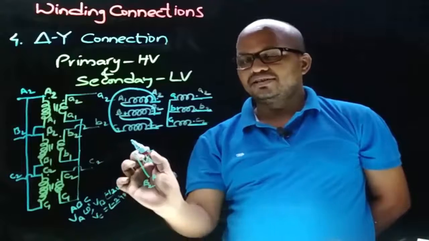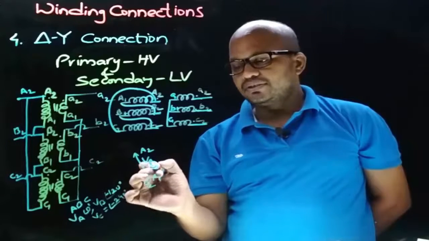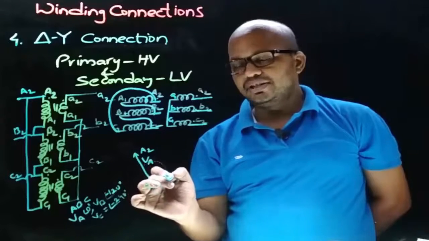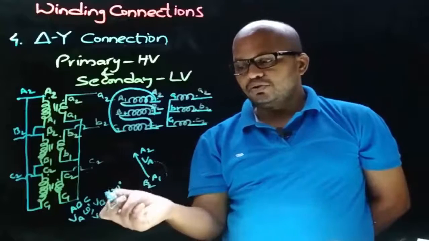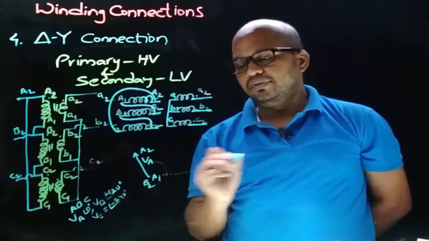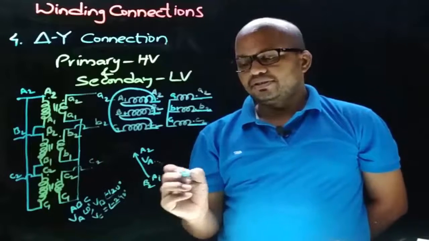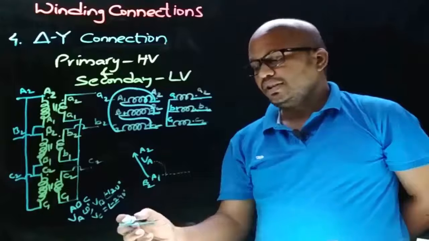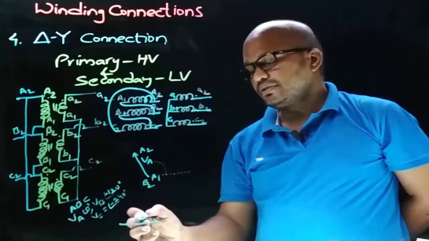So, as the VA phasor is like this, from this phasor at an angle minus 120 degrees, that is in clockwise direction, because minus 120 degrees, there will be the VB phasor. So, the VB phasor will be along this direction. Let's draw the VB phasor somewhere here.